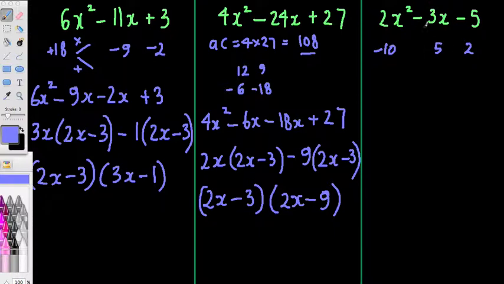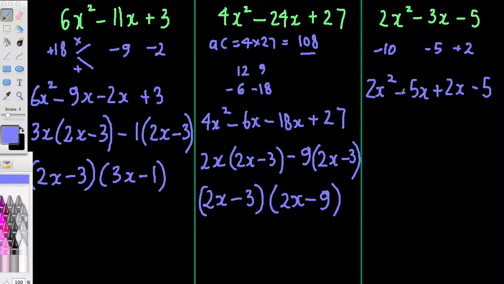I need to get it to a negative, so I'm going to make this one here negative. Negative 5 plus 2 is negative 3. Multiply them together, you get that negative 10. So rewrite using those terms. There we go. Now let's factorise.